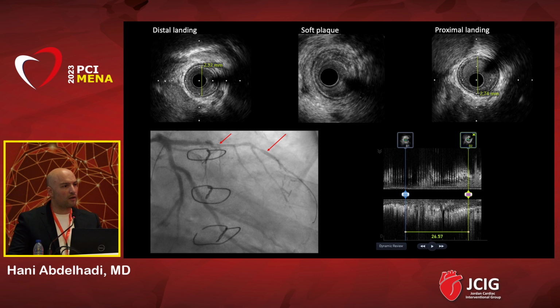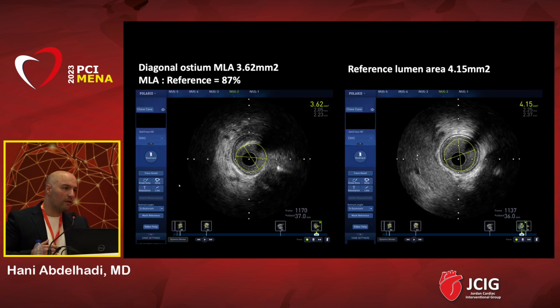So we've identified a decent landing zone in the proximal diagonal, away from the ostium, and we measured it about 27 millimeters. So you can take a 2.25 x 28 millimeter stent, cover it comfortably, and take it up to 2.75. Well, what about the ostium? The ostium itself is not so bad. So the ostium lumen area compared to the reference lumen area is 87%, so you've only got a 13% stenosis, and your plaque burden is quite low.